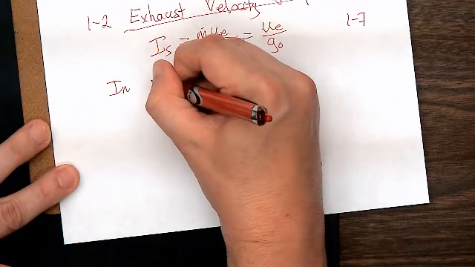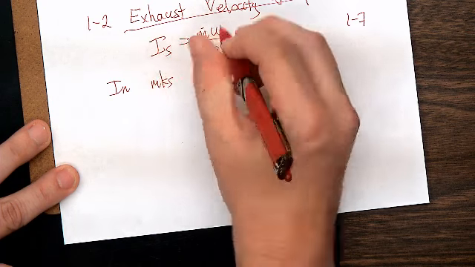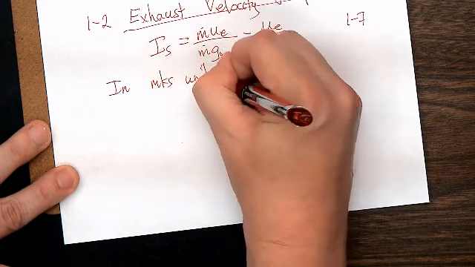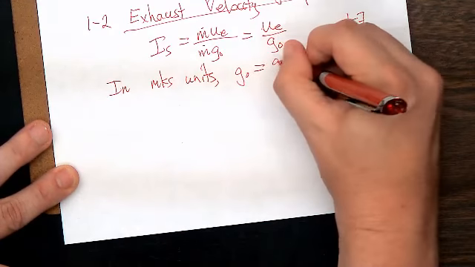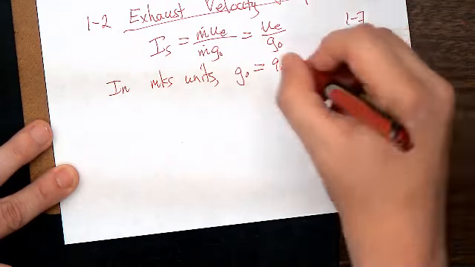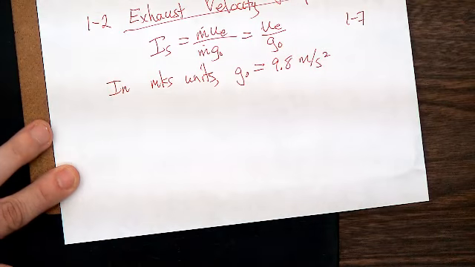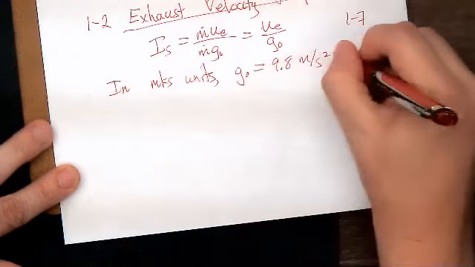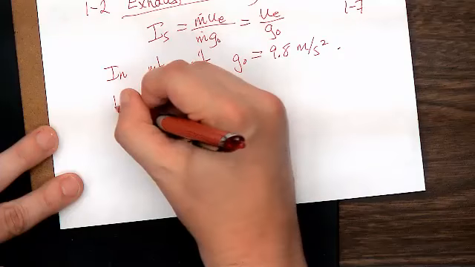In MKS units, the gravitational constant is 9.81 something or other meters per second squared, about a factor of 10. Typical values.